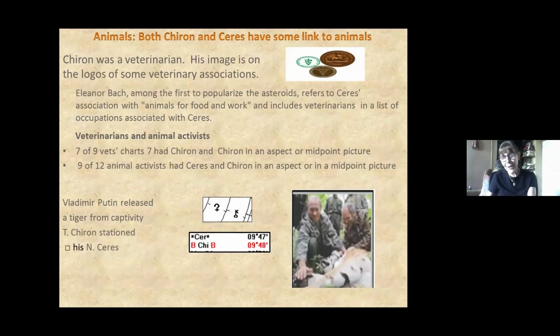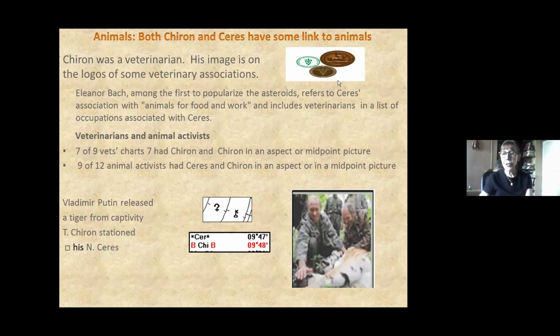Probably my favorite part of this presentation is animals and Ceres Chiron. So Chiron was a vet. Among his many talents, he was a vet. And you see his image used in the logos of veterinary associations, like this one.